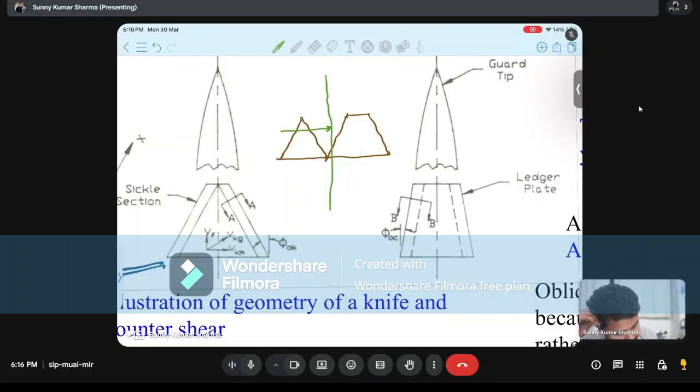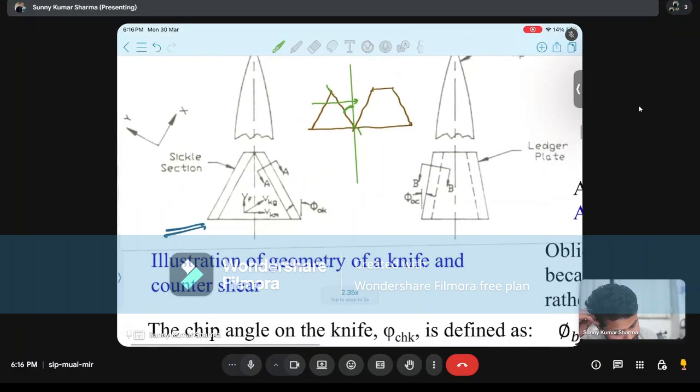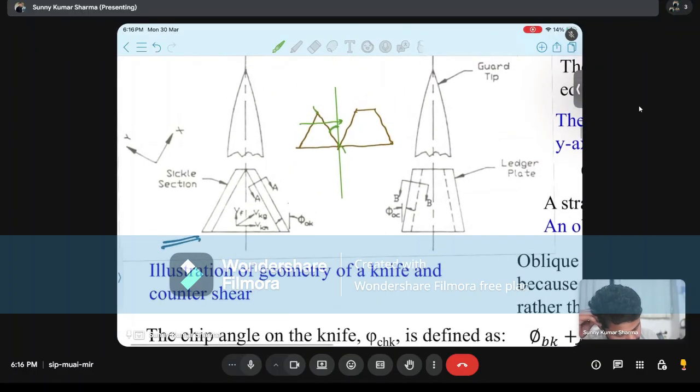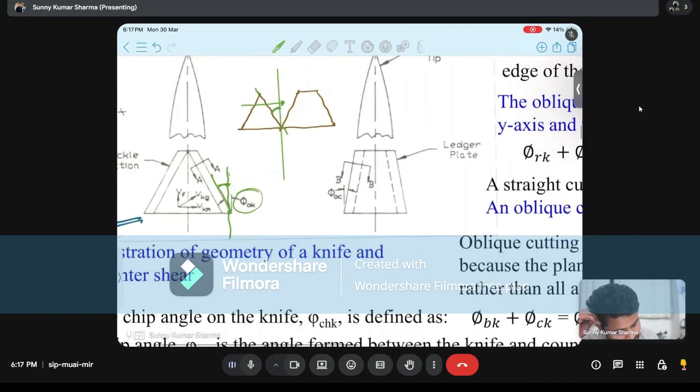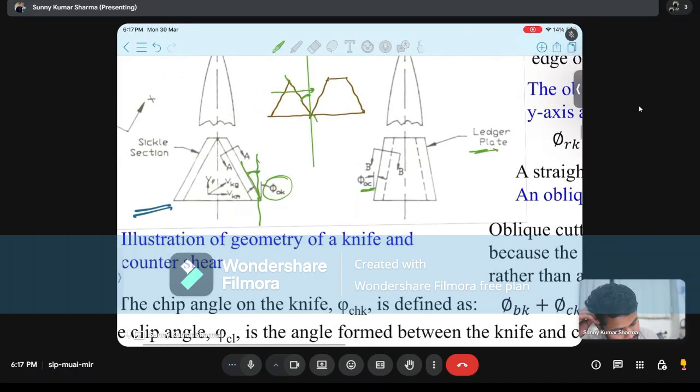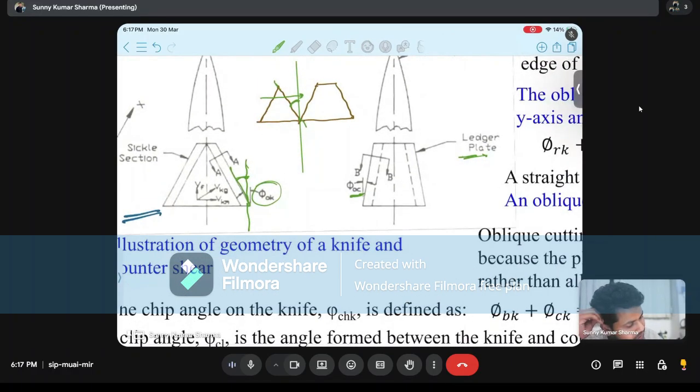Now you make one vertical line. The knife edge with this axis, this angle is called the oblique angle, denoted by OK. And on the laser plate side also, this is the oblique angle on the counterpart side, the counter shear side.